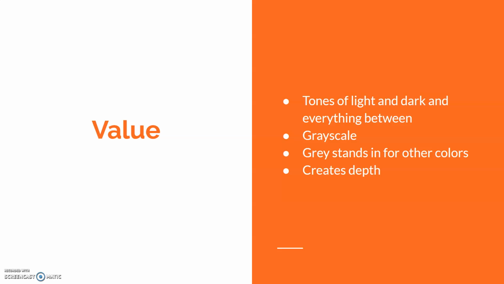Value is the tones of light and dark. The value from white through all shades of gray all the way to black is called grayscale. In grayscale, gray stands for other colors in our mind. Value, and by extension shadow, create depth in images, making them seem 3D.